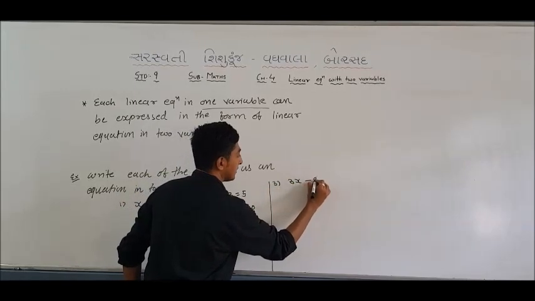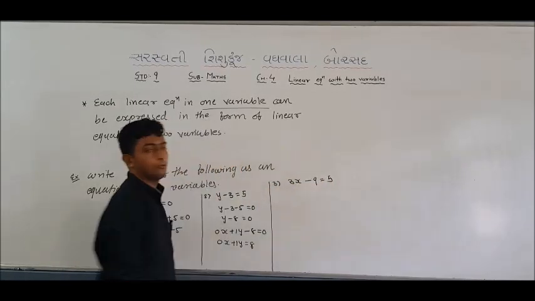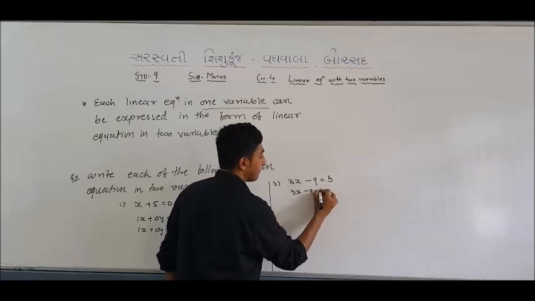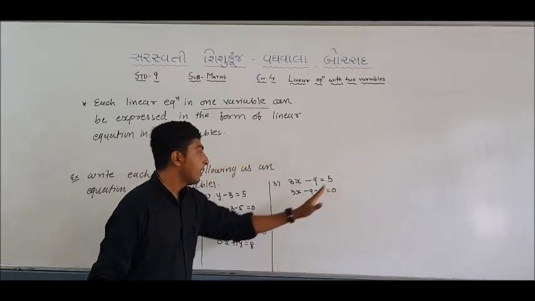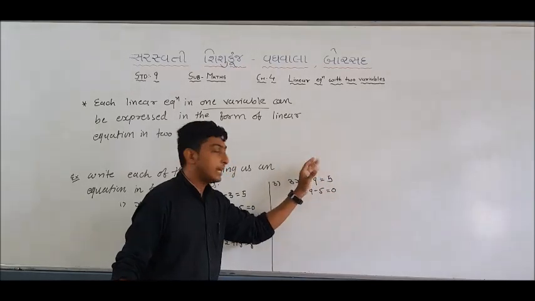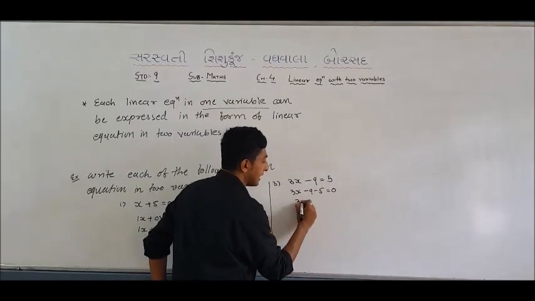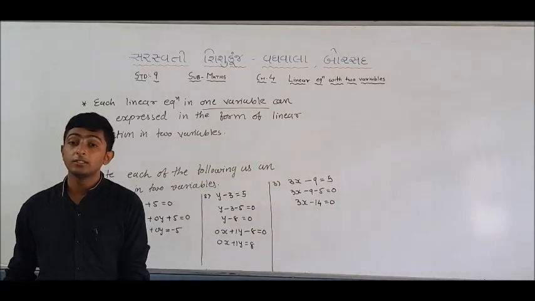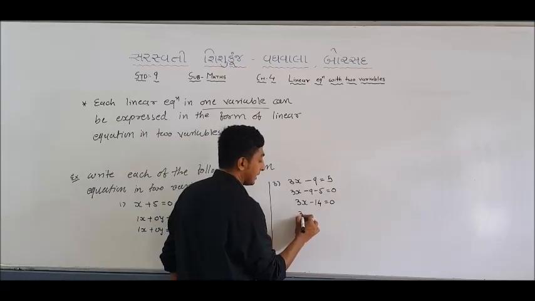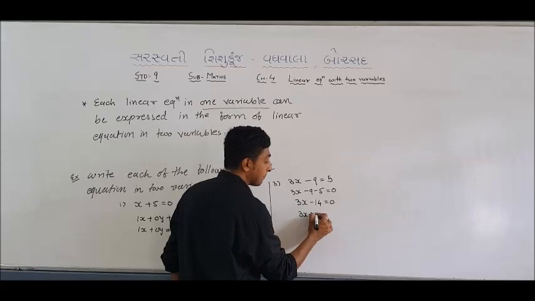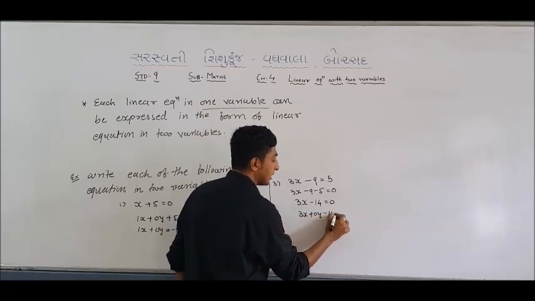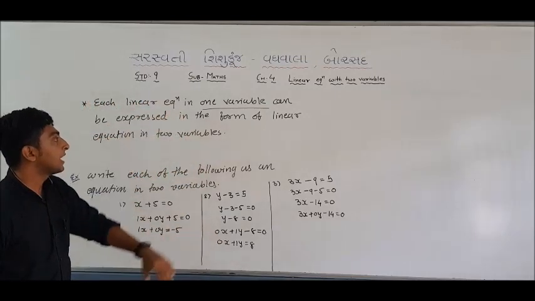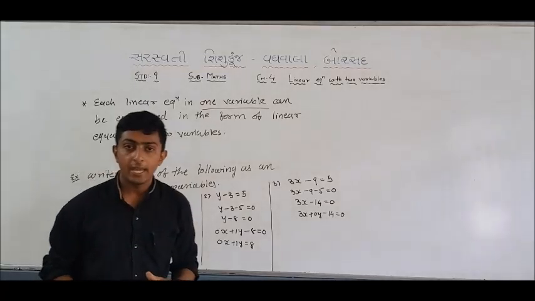3x minus 9 equal to 5. So first of all, we can write 3x minus 9 minus 5 equal to 0. If 5 is taken to the right hand side, the sign will be changed. So we get 3x minus 14 equal to 0. Here x variable is present but y is not present. So we can write 3x plus 0y minus 14 equal to 0. So this is the way to convert a linear equation in one variable to a linear equation in two variables.